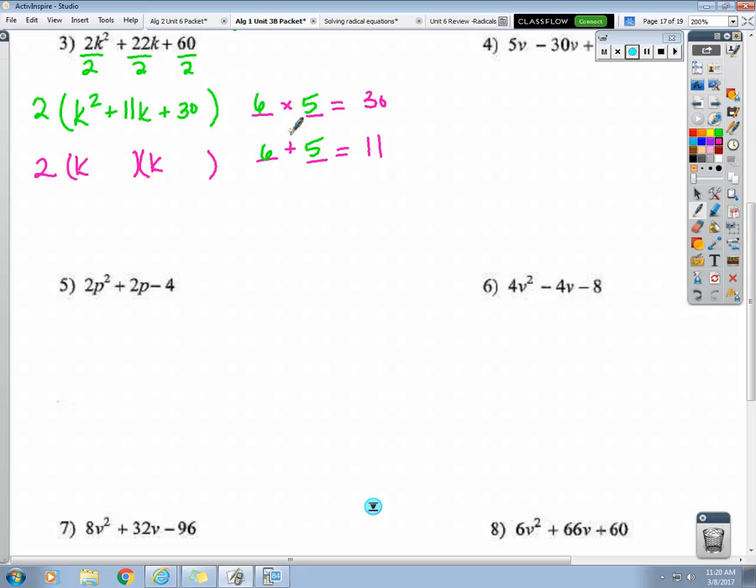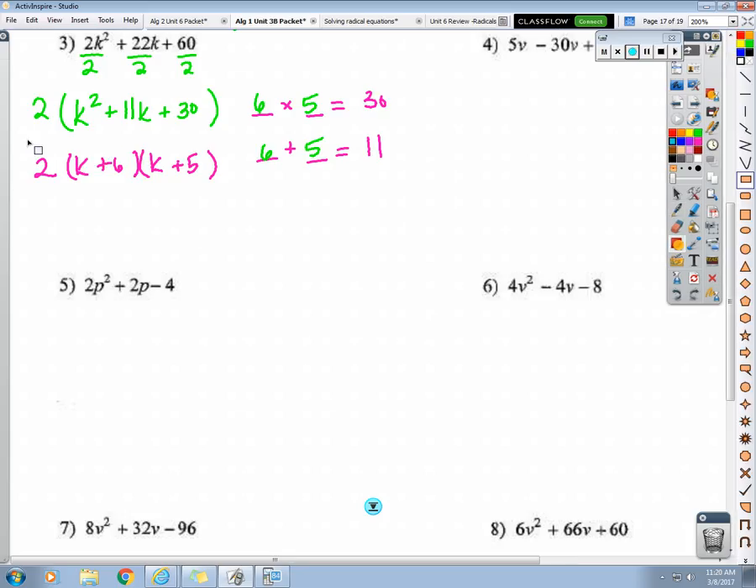So remember, it doesn't matter which one you put where. I'll just put k plus 6, k plus 5. But you could have put k plus 5, then k plus 6. As long as you have both of those factors and the 2, that is the right answer.